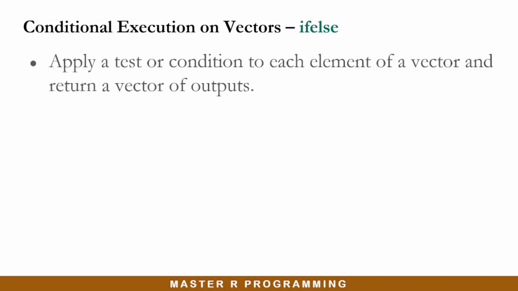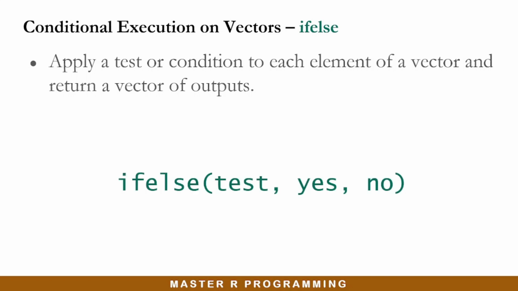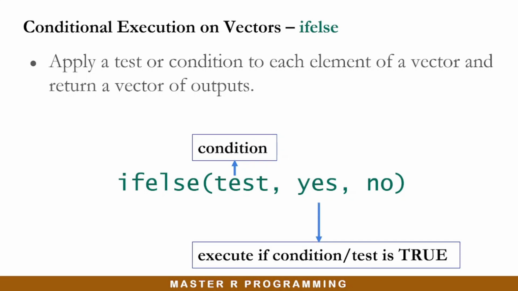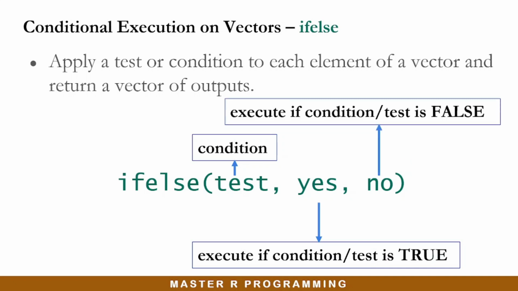So here is the syntax. The ifelse function takes three arguments: test, yes, no. The test is the condition or the logical statement that you need to give it. The yes part is what gets executed if the condition or test is true, and the no argument is what gets executed if the condition or test is false. So let's head to R and see how this works.